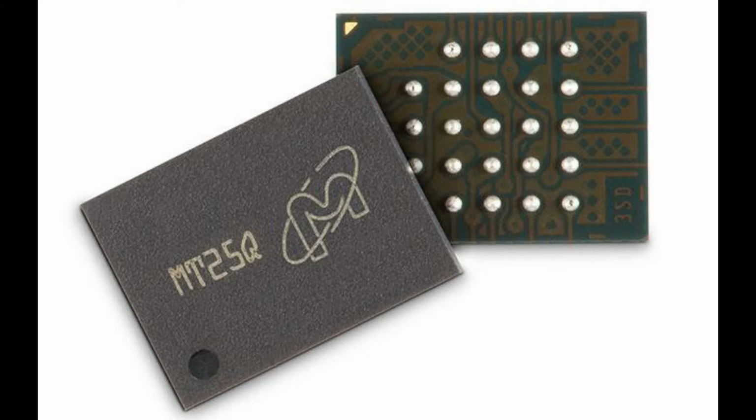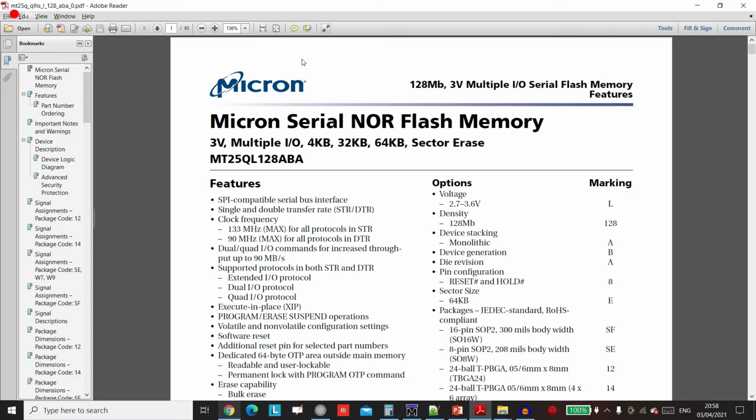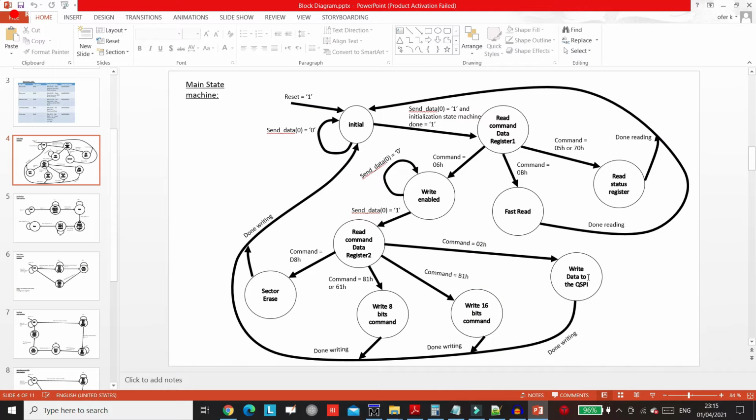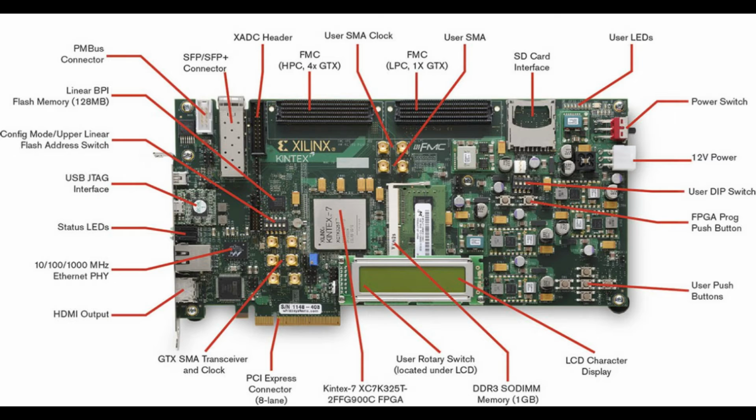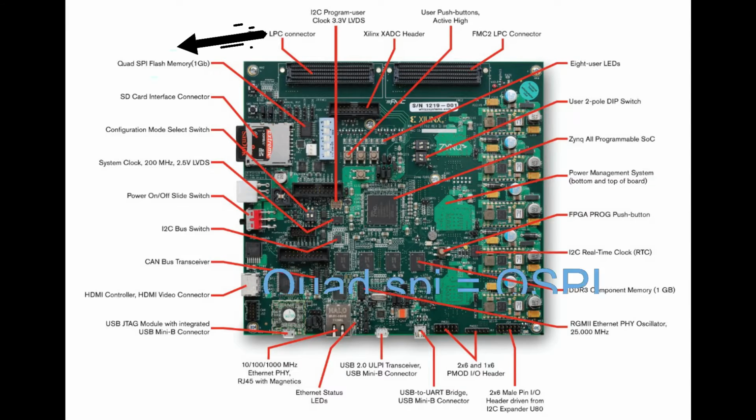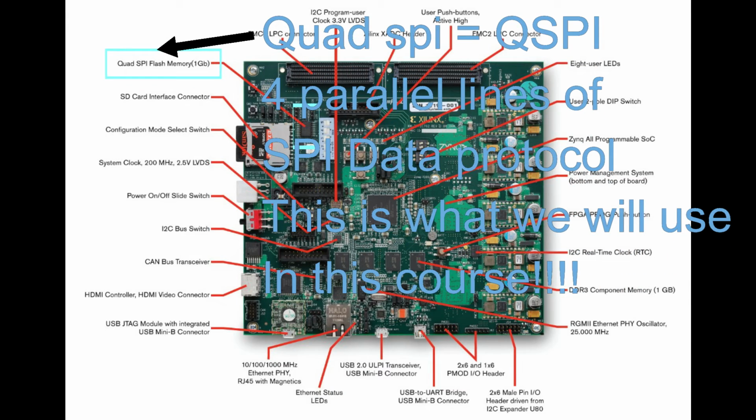Did you always want to know how to use flash memory or how to write VHDL code that uses SPI protocol? Then this is the right course for you. Today, flash memories are used in every FPGA development board. Their main purpose is to load the FPGA.